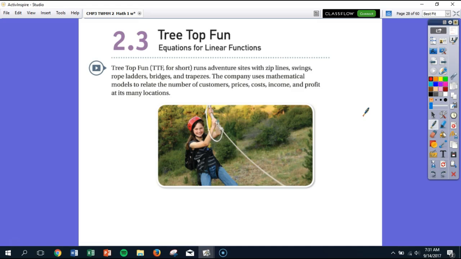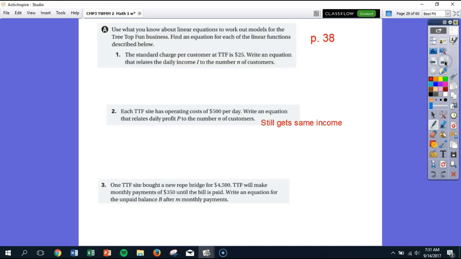So we're going to apply what we've been learning about linear equations and functions to a business or real life situation here. If we look at our problems, it says use what you know about linear equations to work out models for the Treetop Fun business. Find an equation for each of the linear functions described below. Now, we can hopefully remember that our linear functions come in the format of y equals mx plus b.